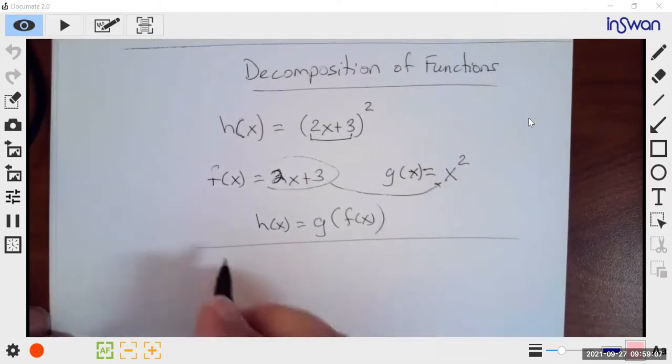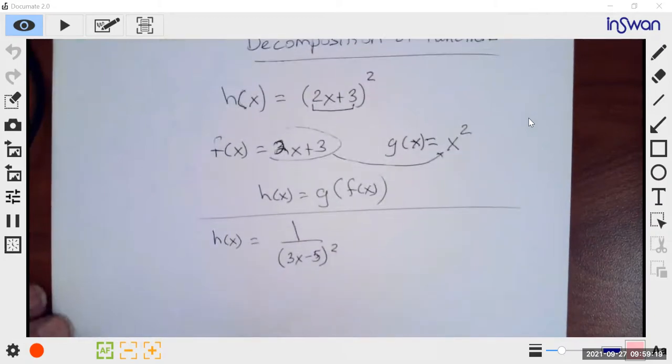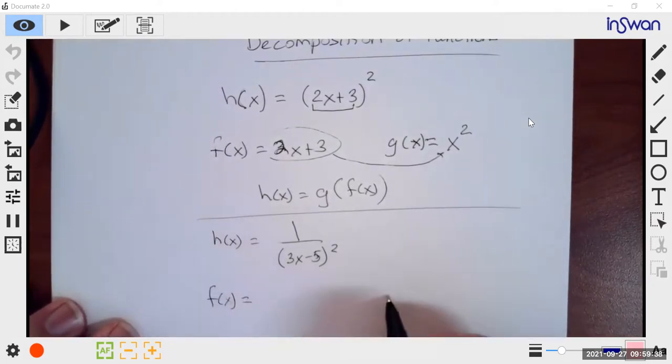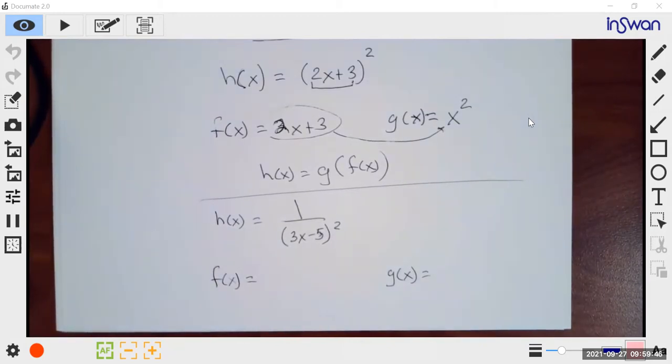This gets a little bit more difficult. But what if I gave you this one? h equals 1 over 3x minus 5 squared. Can you think of how that would be separated into two basic functions? I'll give you a hint. They usually break down to the library of functions, the basic functions. You see any of the basic functions there? Which one?